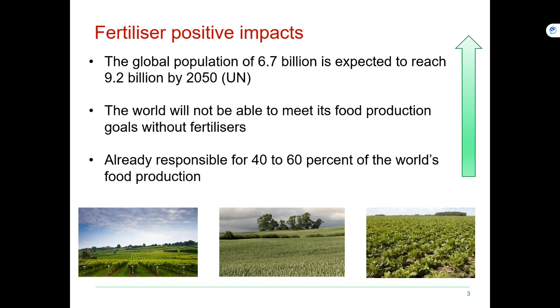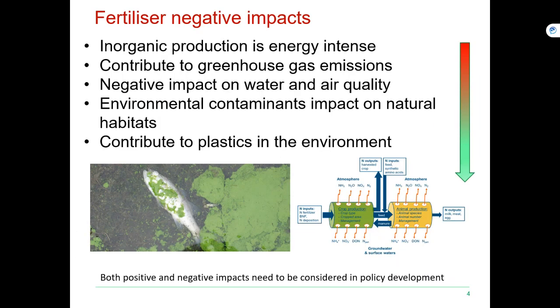It's actually a bit of an enigma. Without doubt, fertilisers are a really good thing. They're responsible for about 40 to 60% of the world's food production. And we've got a growing population. The world won't be able to meet its food production goals without them. But at the same time, they can be viewed as quite a bad thing.